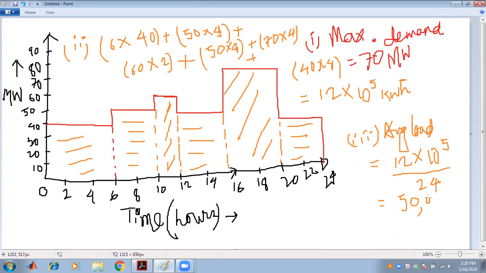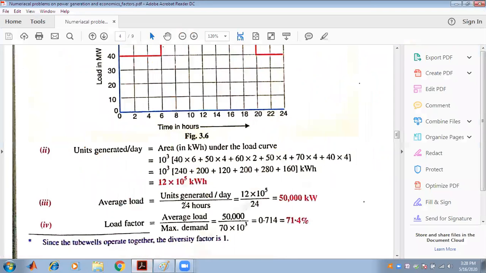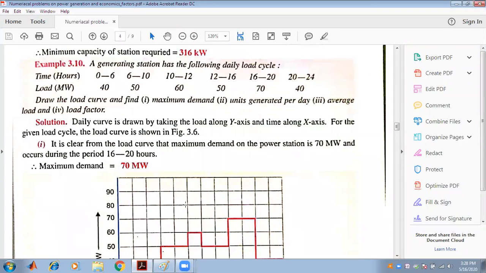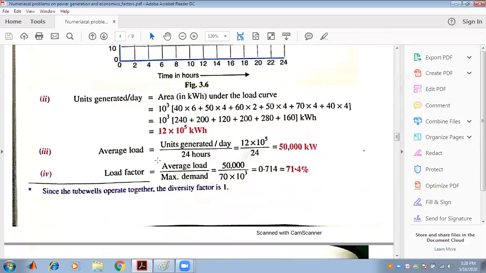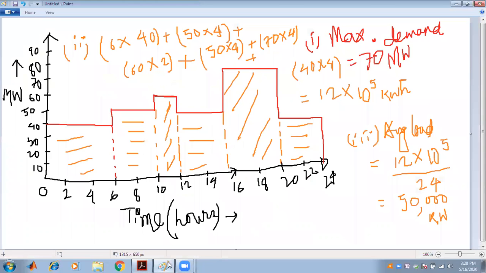It is 50,000 kilowatt, the average load: total energy consumed in a day divided by the total number of hours in a day, that is 24. Now we will go to the fourth portion, the load factor. Load factor is known to us as average load by maximum demand. So the fourth portion is the load factor. It is average load by maximum demand.